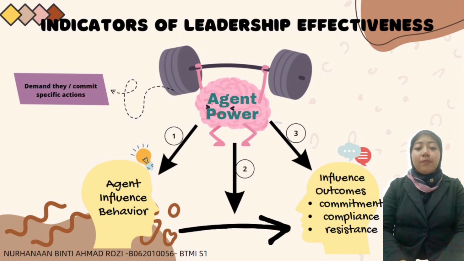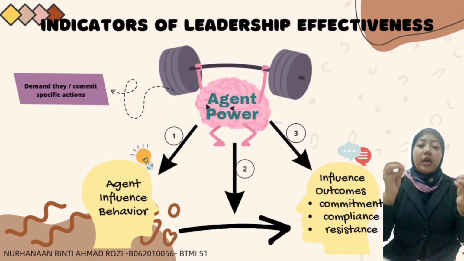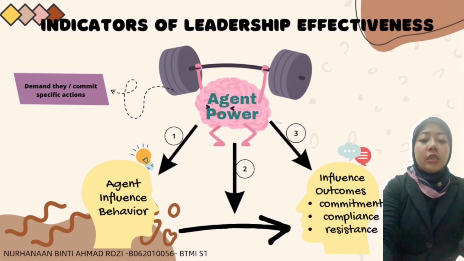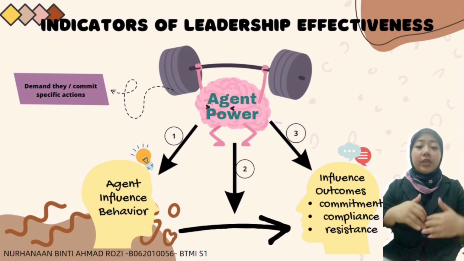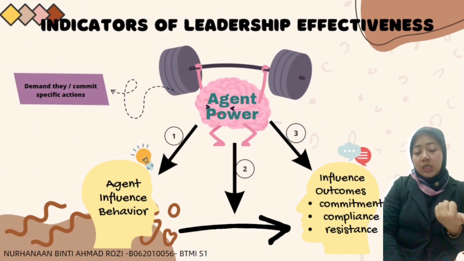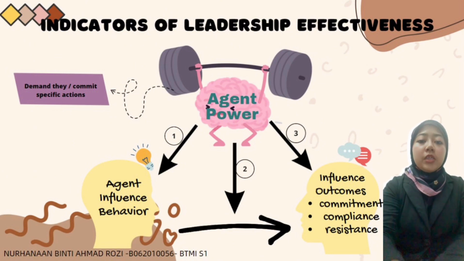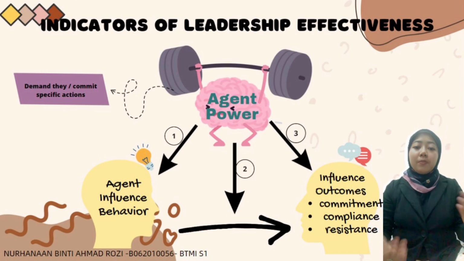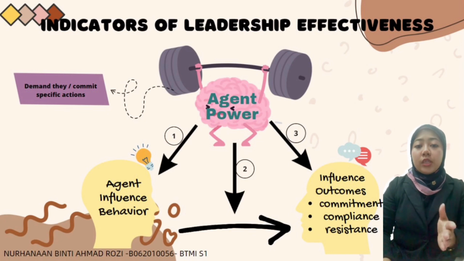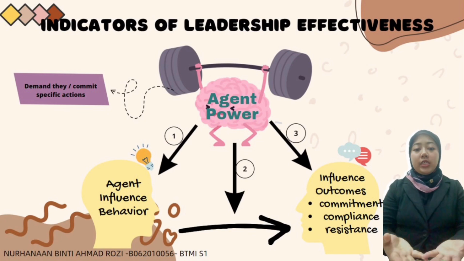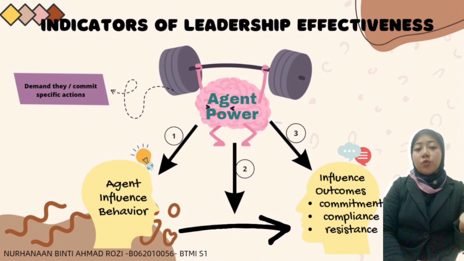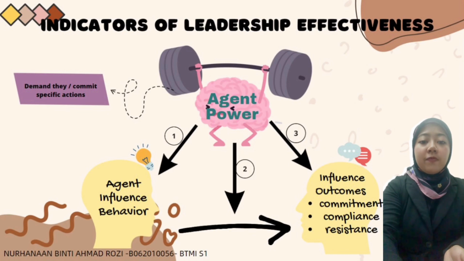And lastly is influence outcomes. Influence outcomes are the results of influence behavior, which can be positive, negative, or neutral, or we can say commitment, compliance, or resistance. An example of commitment, or positive influence, is the target person agrees to do what the agent wants, or makes a voluntary effort to do what you have asked. For compliance, or neutral influence, if we tell him to do it, then he or she will do it. And the last one is an example of resistance, which is negative influence.